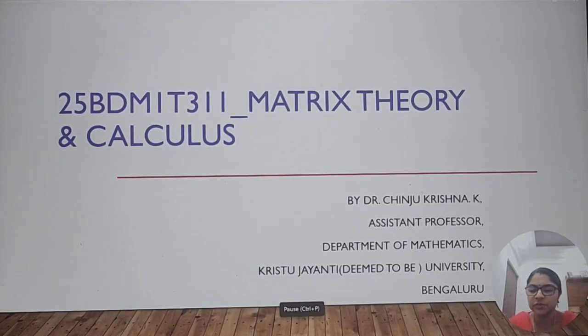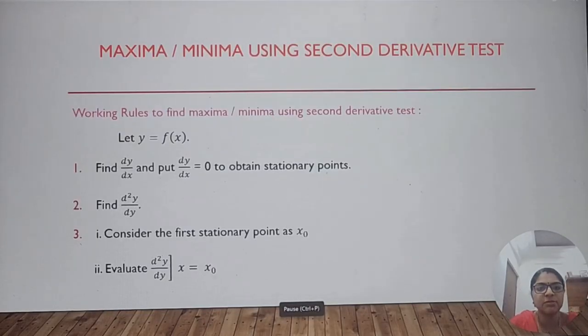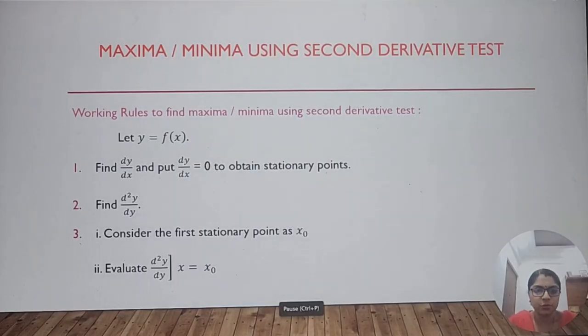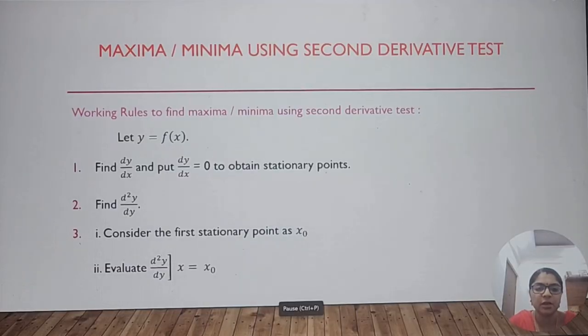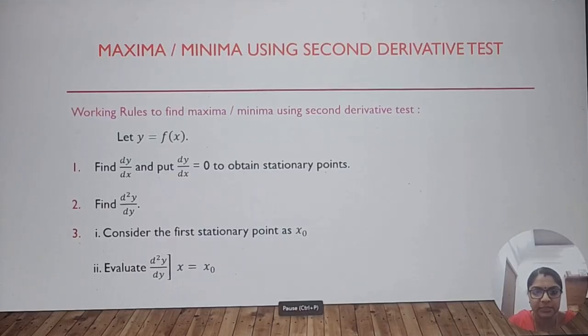And today we are going to see the new topic, that is maxima or minima using the second derivative test. First we want to know the working rules to find the maxima and minima using the second derivative test. Let us consider a function y is equal to f of x. The first working rule is find dy by dx, then put dy by dx is equal to 0 in order to obtain the stationary points.